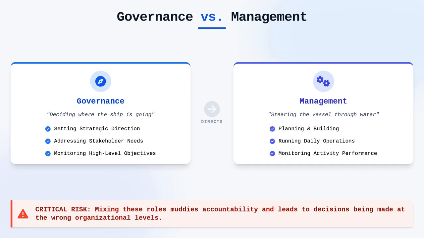By keeping these functions separate, you ensure that there is an objective oversight body capable of holding operational staff accountable for results. It is the perennial difference between deciding where the ship is going and actually steering the vessel through the water.